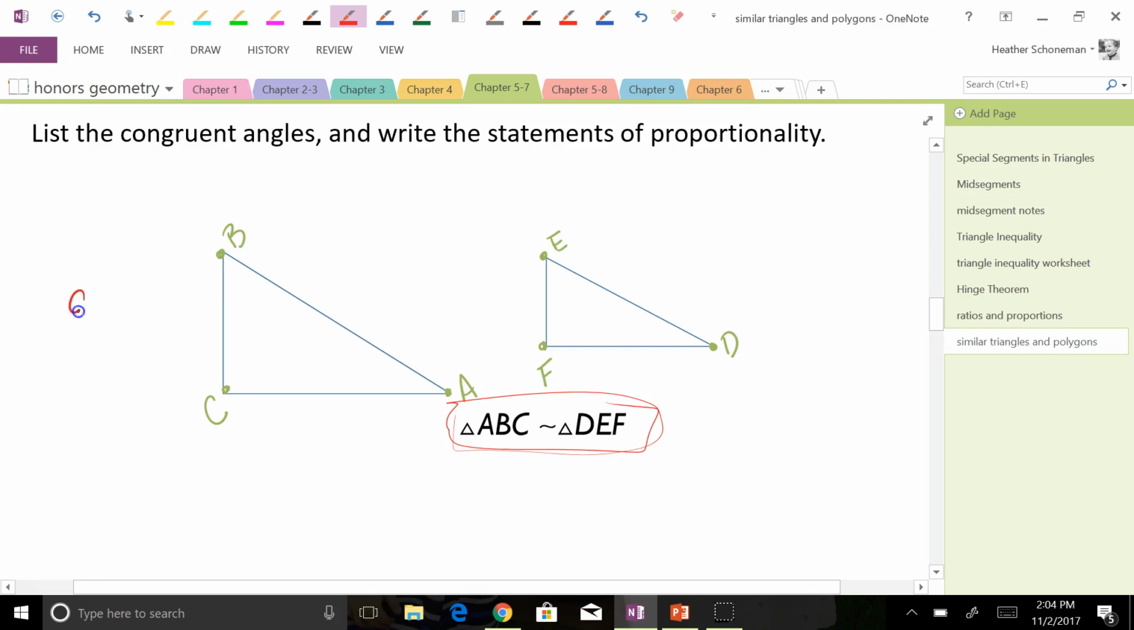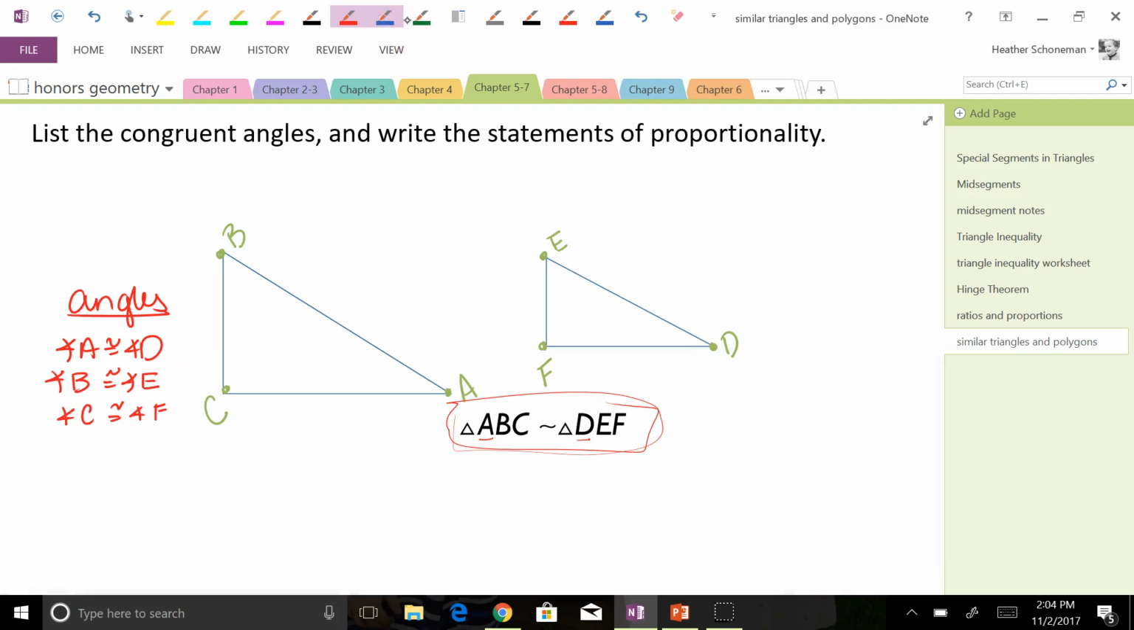So if we want to list the pairs of congruent angles, we can do that because A is listed first. A is going to match with D, so we have angle A is congruent to angle D. And we have angle B is congruent to angle E. And last but not least, we'd have angle C is congruent to angle F.